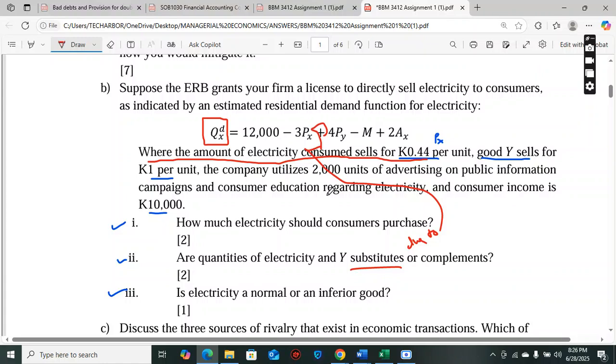Next: is electricity a normal or an inferior good? Here you have to look at the relationship between quantity demanded of electricity and the income of people. So what is a normal good and what is an inferior good?